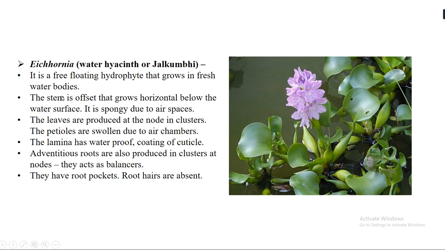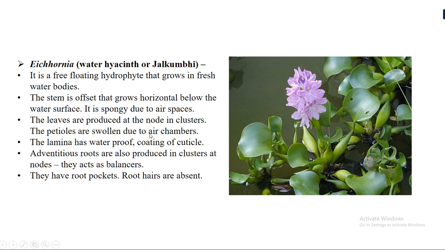The stem of this plant is offset and grows horizontally below the water surface. Okay, so it does not grow vertically, it grows horizontally but below the surface of the water. And it is spongy due to the air spaces present. The leaves are produced at the node in clusters. So if you see, these are the leaves which are produced in clusters. So 1, 2, 3, 4, 5, 6 leaves produced at one node. So this is a cluster of leaves.